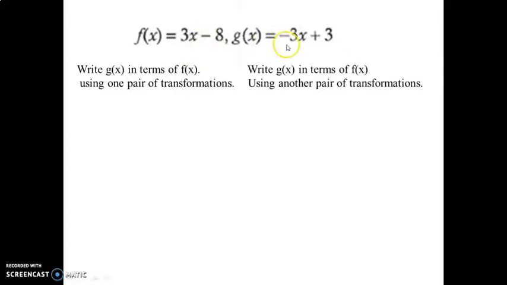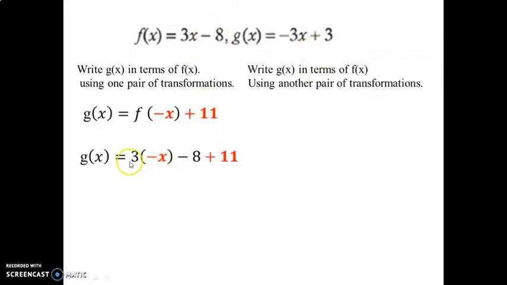I see 3x here, and it becomes negative 3x. So why don't we replace this x with a negative x? That will then make this negative 3x. So that's taking care of this. And now this negative 8 needs to change into a 3, which means we have to add 11. So check it out. Negative x is inserted here, and then we add 11 to this whole function. Negative 8 plus 11 gives us 3. So let's show that work here. Negative x goes in here, and then we add 11, and that results in the function we see. All right, so that's 2 transformations that get us to here.